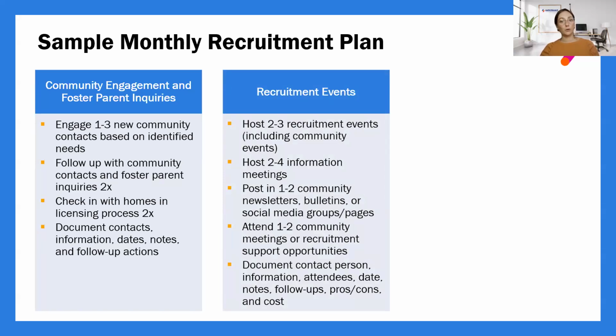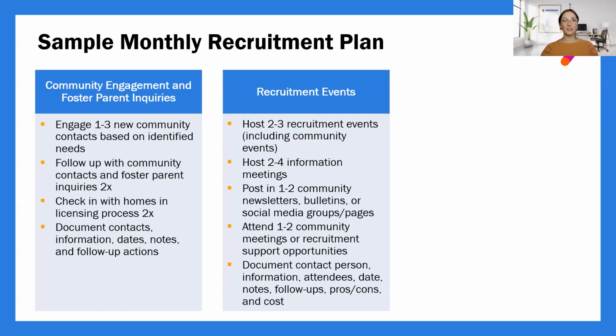You may then look into recruitment events that you can host. So you could consider hosting 2 to 3 recruitment events, which also could include community events, meaning that there was already something taking place in the community that you wanted to partner with, whether it was a festival or a book reading, a movie screening. And then host 2 to 4 virtual or in-person orientations, information meetings. Try and post into different newsletters or bulletins, attend meetings to build that collaboration and rapport through community engagement. And again, document, document, document.